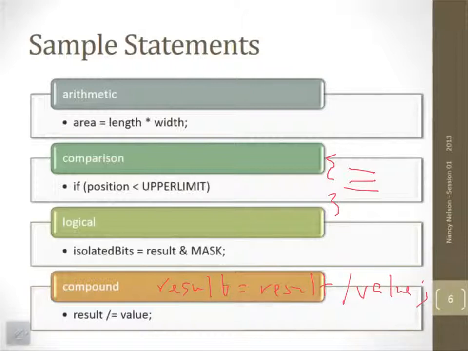So these two statements, this one we have here and this one here that says result is assigned result divided by value, both operate the same way. So in this case it's actually a compound operator. Up here we have a compound statement.